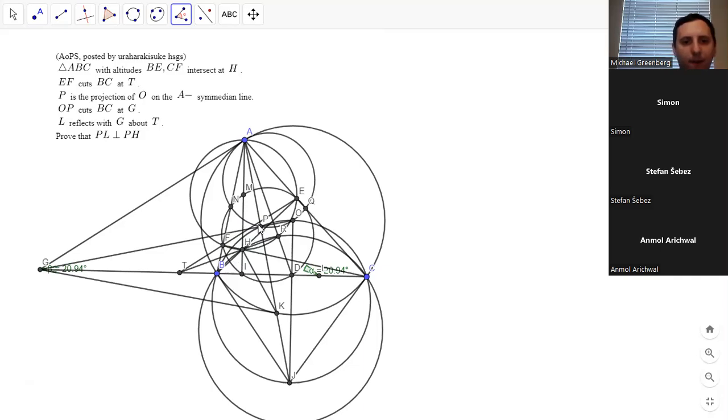That's interesting. But it's not a spiral similarity. Well, it would be a spiral similarity PHL to PGA. So maybe we could try that. So if PHL is similar to PGA, then PLG, oh, but we said that before. We want to show PLG is similar to PHA.